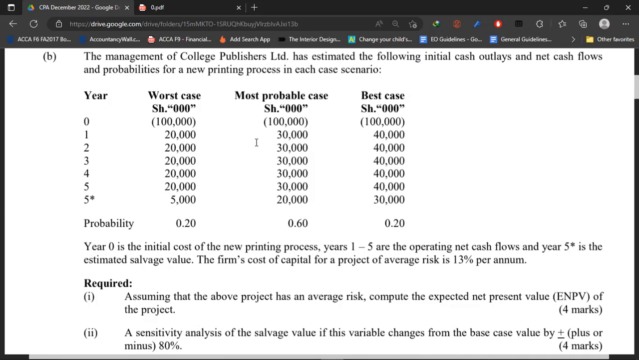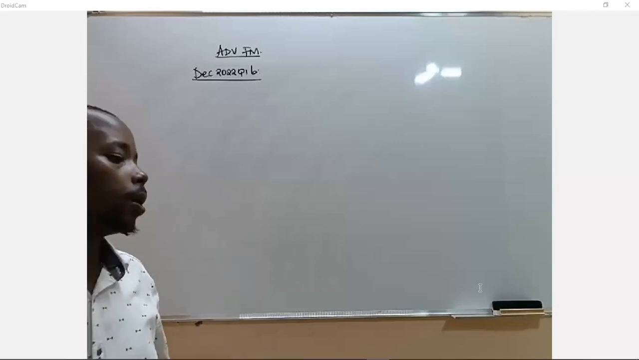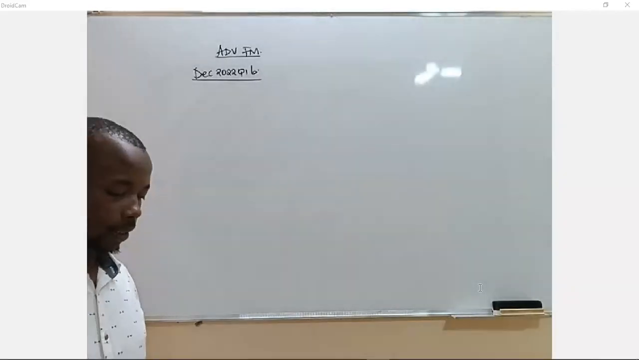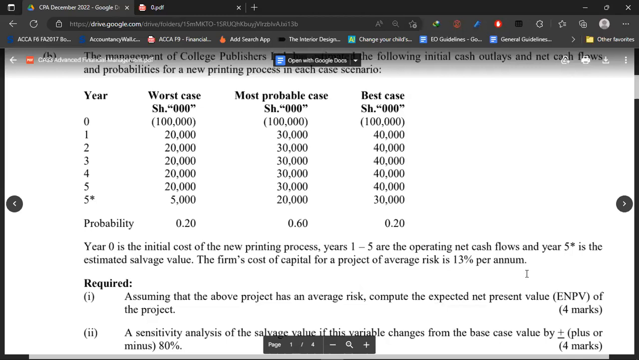Let us go to our board. You can open the question on your side. Let me do it on my side here. Question. Yes, yes. Question before. I wanted to ask from the other screen the question part. Okay, let me share it. The requirement is assuming the project has an average risk. Yes.